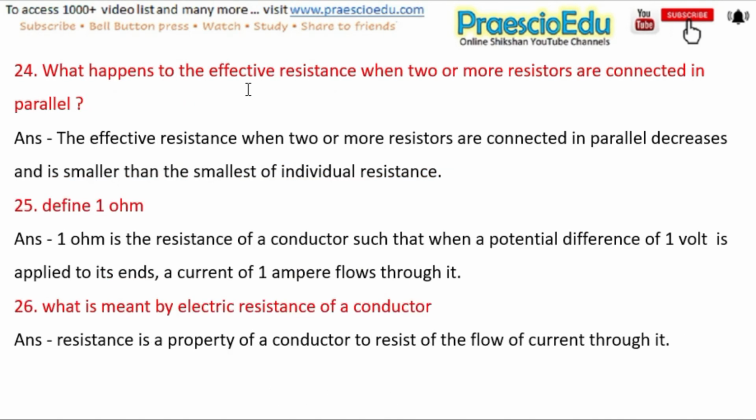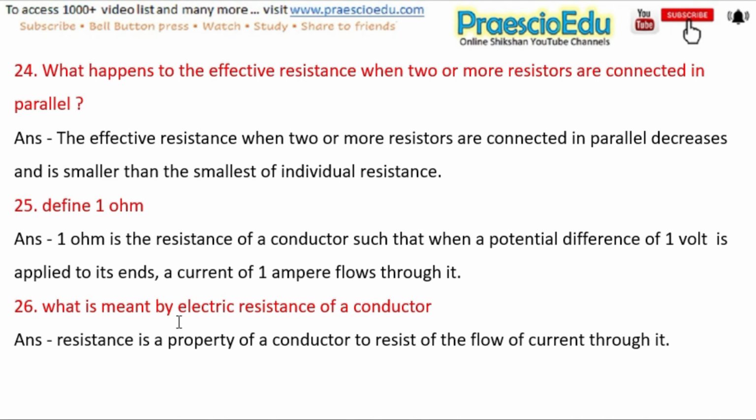Next question is what happens to the effective resistance when two or more resistors are connected in parallel? And the answer is the effective resistance when two or more resistors are connected in parallel decreases and is smaller than the smallest of individual resistances. Next question is define 1 ohm. And the answer is 1 ohm is the resistance of a conductor such that when a potential difference of 1 volt is applied to its ends, a current of 1 ampere flows through it.